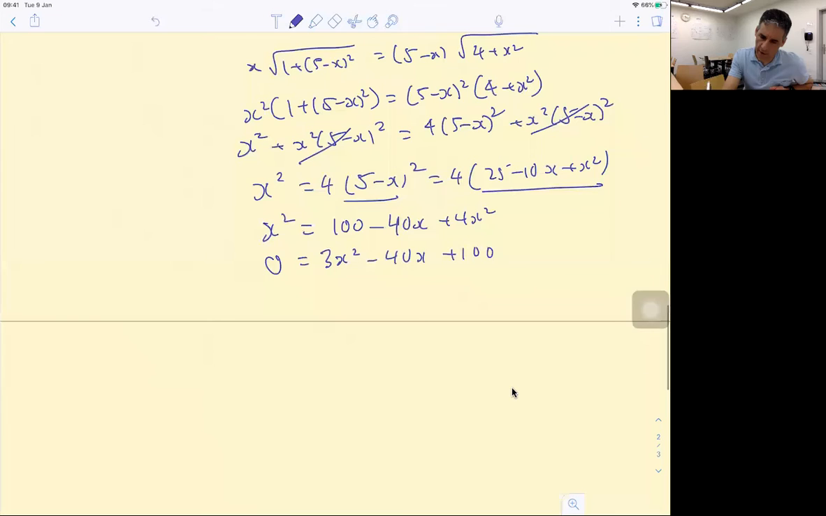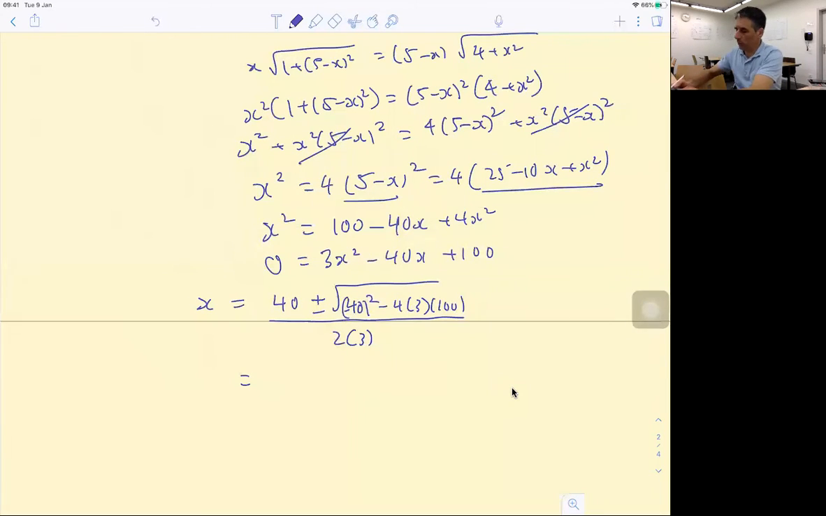So now we're down to just a quadratic formula. Okay, so that means x is 40 plus or minus the square root of 40 squared minus 4 times 3 times 100, all over 2 times 3. Okay? I worked that out on my calculator here. So inside the square root sign, the discriminant is 400.